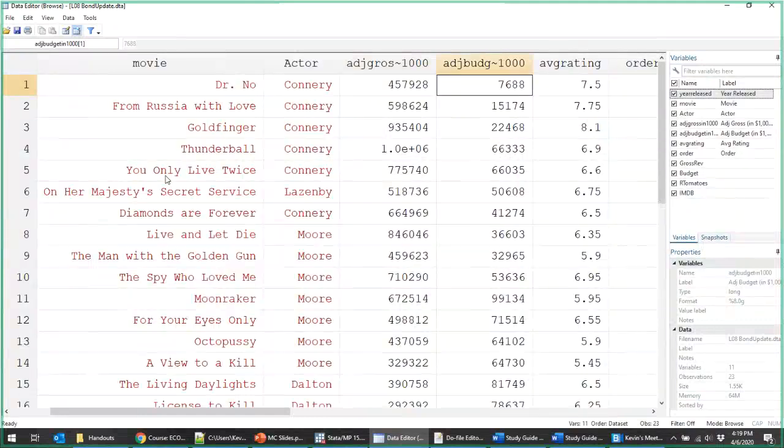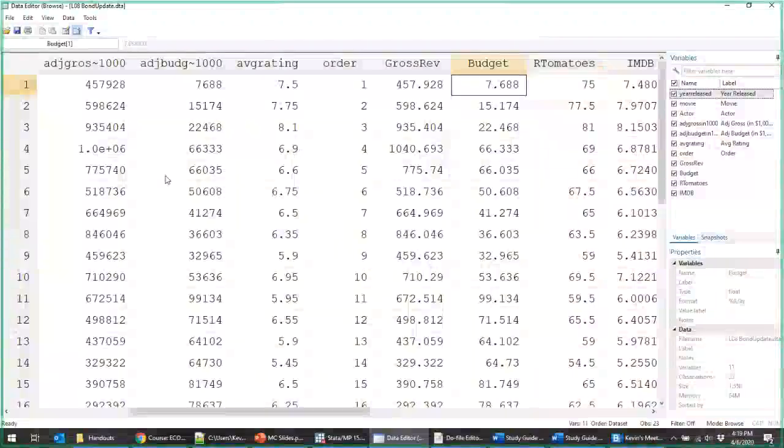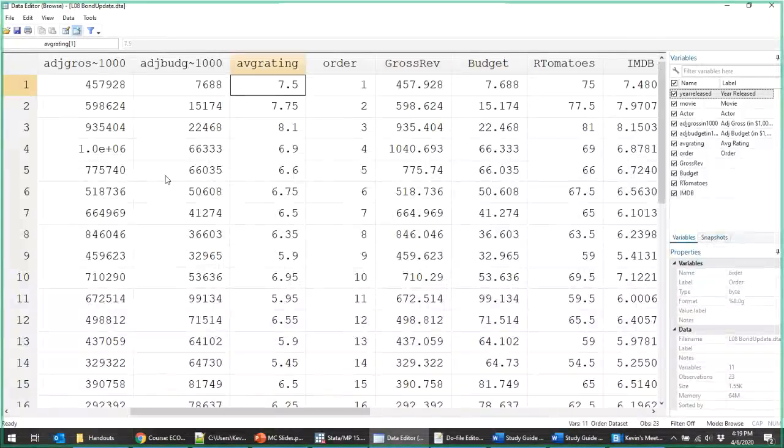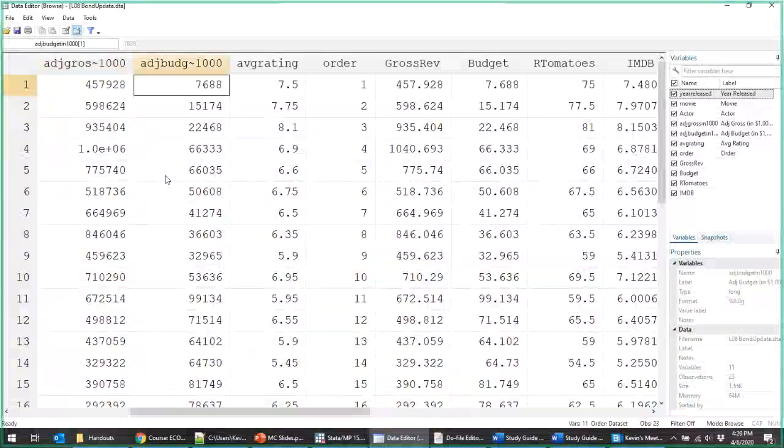Then we have the budget of the movie. How much did the film studio spend producing it? And then we have gross revenue and budget. These are the same as adjusted gross revenue and adjusted budget, but in millions of dollars. So if this was 457,928, this is 457.928. So gross revenue is adjusted gross revenue divided by 1,000, and same for budget and adjusted budget.